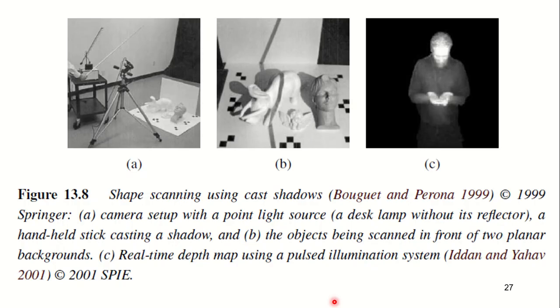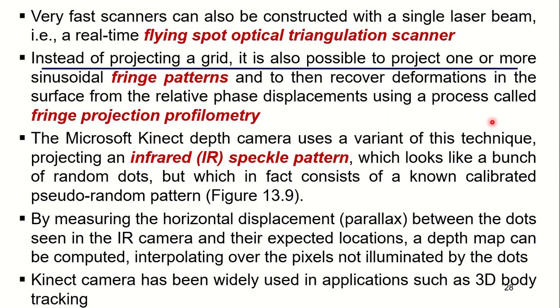And this picture shows the shape scanning using cast shadows. This is the camera setup with the point light source and the camera to capture the picture. The object is being scanned in front of two planar backgrounds, and the real-time depth map uses a pulsed illumination system. Very fast scanners can also be constructed with a single laser beam, that is a real-time flying spot optical triangulation scanner.